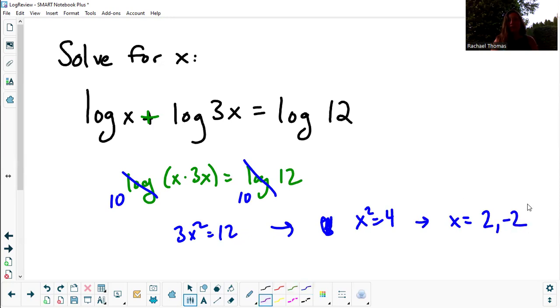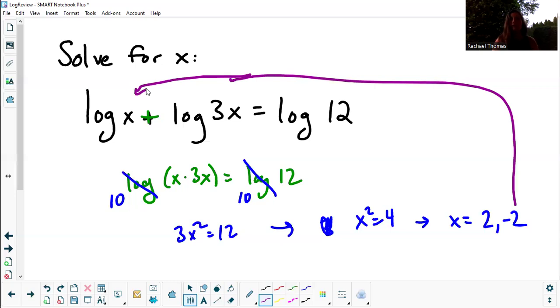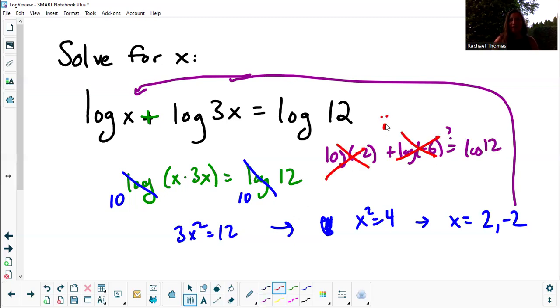But here's the fun thing that happens with logs. When we go back and plug these in, I need to check and make sure, right? We always have to check and make sure that our answers make sense. If I try and take the log of -2 here and the log of -6 to see if that equals the log of 12, I'm going to freak out. I'm not allowed to take the logs of negative numbers. That one is not a solution. But we can notice that if I plug in +2, the log of 2 plus the log of 6, you can check that on the calculator. It is indeed the common log of 12. And that's it for this one.